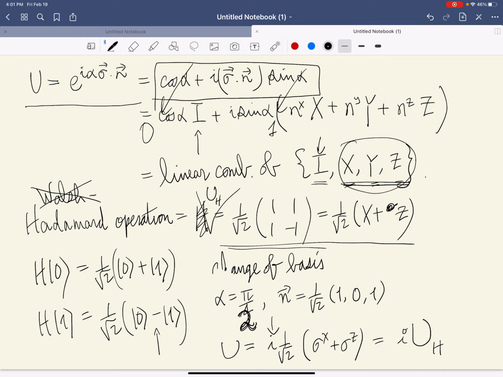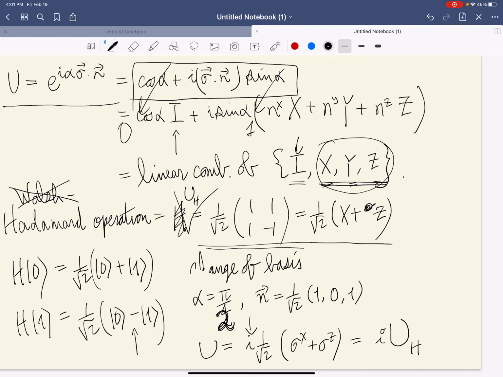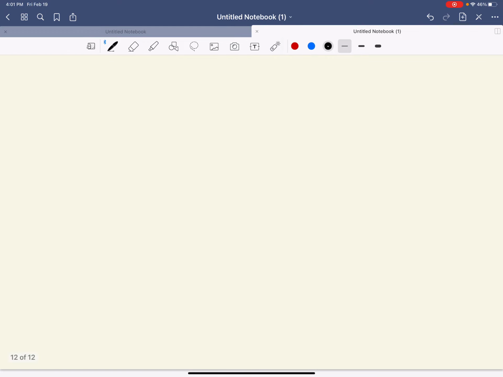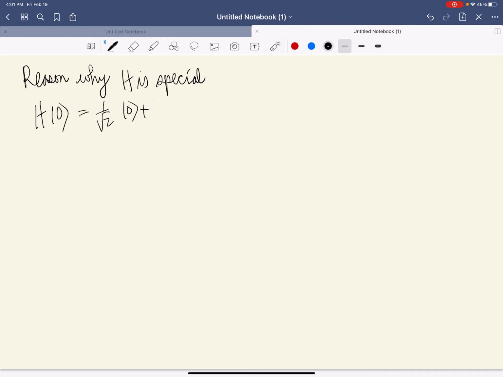So then the question is, why do we have to make a big deal giving it a special name and all that? Well, the reason why H is rather special may be seen from the following. So when you act with the Hadamard on a single qubit, of course you get this sum of the two states.